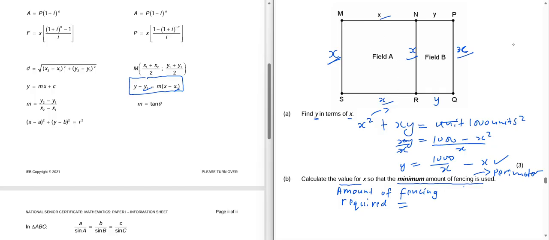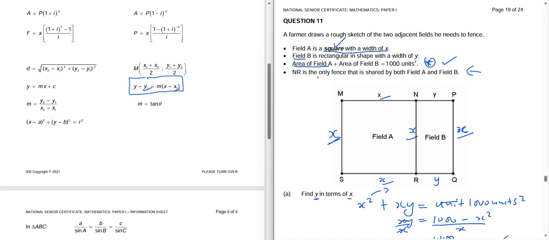The reason why they said this is the only fence shared is so that you don't double count it when you are doing this. Maybe what you could have done, you could have said, for field A I have 1, 2, 3, 4. You note I have 4x for field A, and then for field B I have 1, 2. So you're going to say plus 2x. That is where you're going to be lost. So the only fence shared, meaning you don't have to double count. You have to say 1, 2, 3, 4, 5. So I have 5 x's.